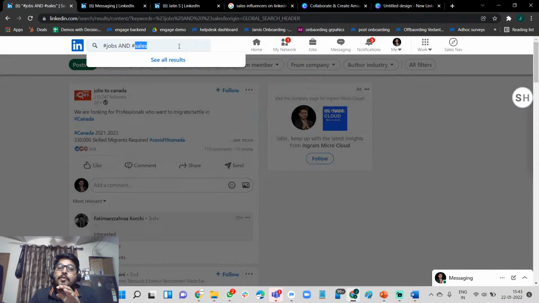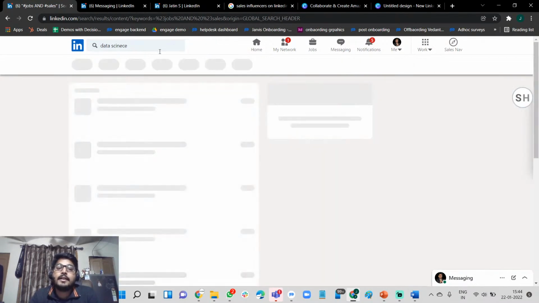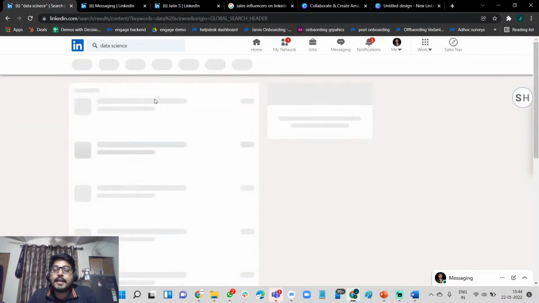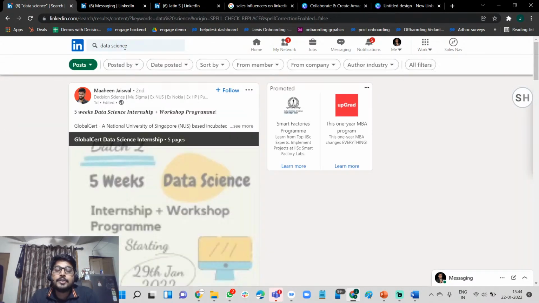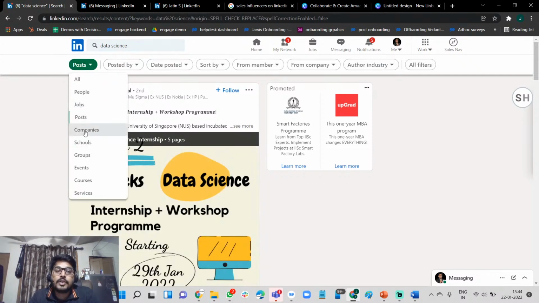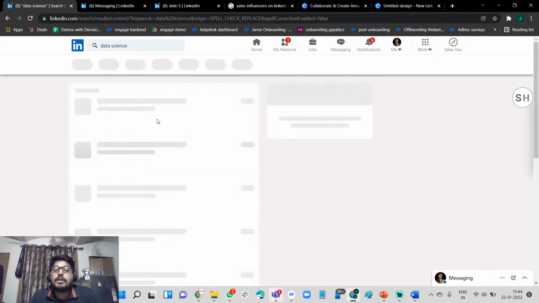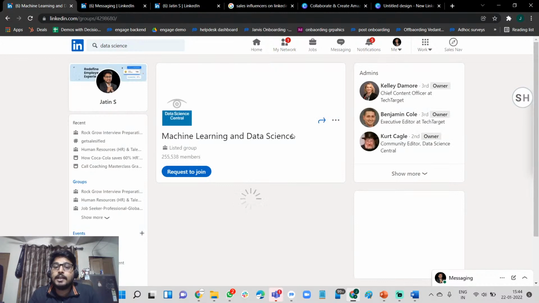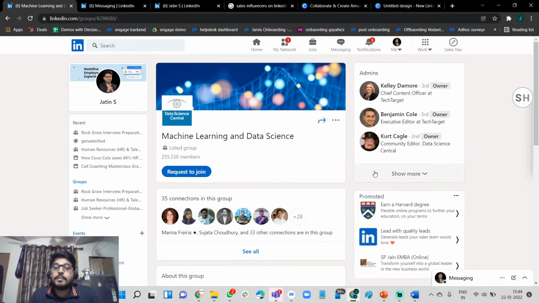Similarly, if you want to upskill yourself, you can use LinkedIn to get connected to specialized groups with respect to your career interest. For example, data science: instead of posts, you can select groups here, and you would be able to get all the groups that are related to data science and can help you in upskilling yourself. So instead of going to different courses to upskill yourself, you can connect with the relevant people who have tons of experience in this particular profile and learn from their experience. There are numerous ways through which you can use LinkedIn.